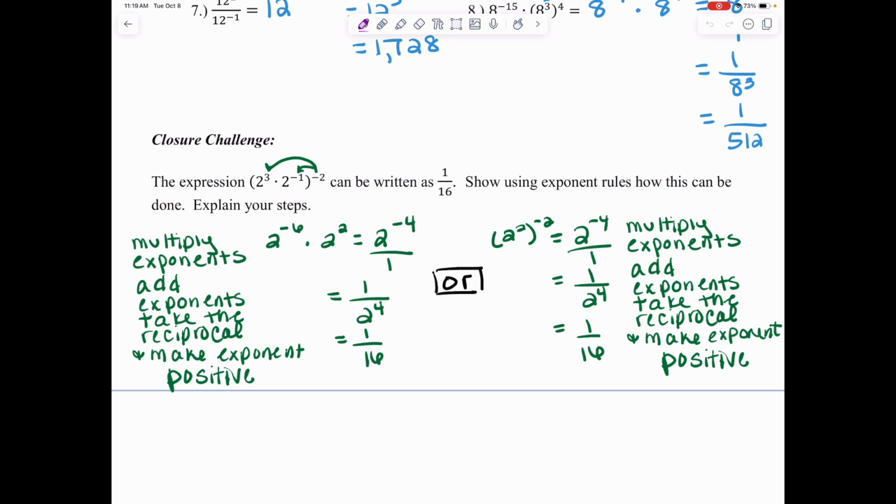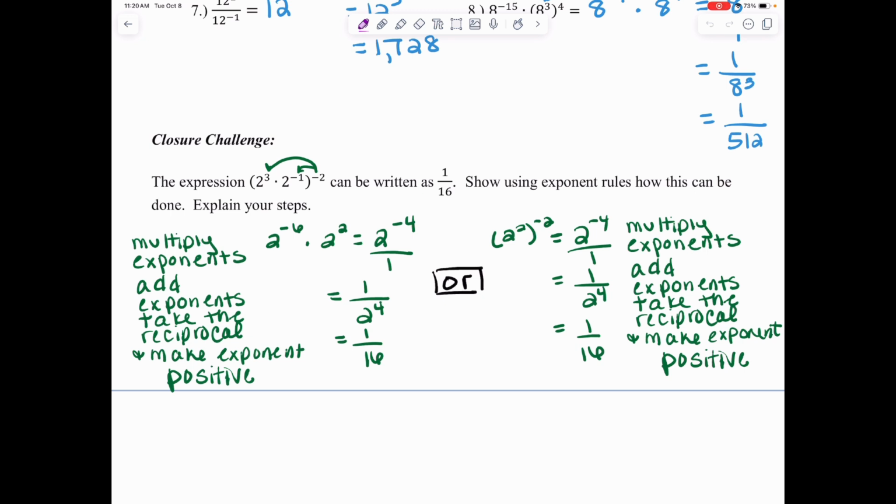Then you would do power to a power. 2 times negative 2 is negative 4. So then 2 to the negative 4 would get flipped to 1 over 2 to the positive 4, which is 1/16. So your description would be multiply by adding the exponents, then taking the reciprocal. So you're multiplying the exponents because of power to a power. Then you're adding the exponents because it was multiplication. And then you're taking the reciprocal.